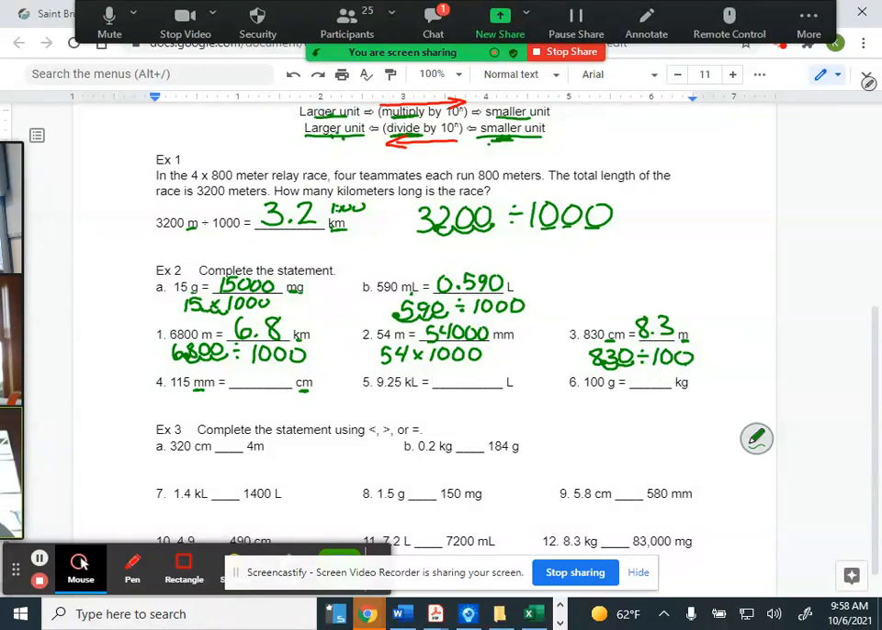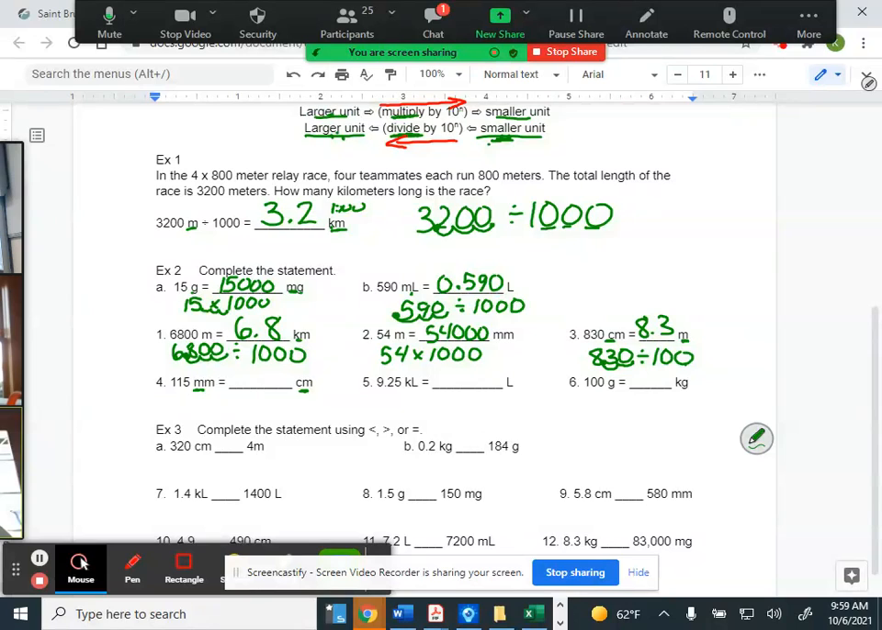So this one is going to be harder, because this is 1,000 away and this is 100 away. So that converting gets to be a little bit harder. We're gonna skip that one right now.